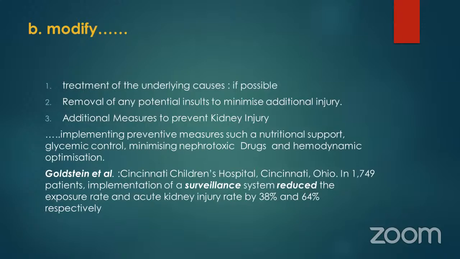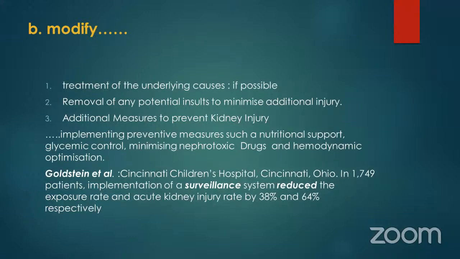Modification is the next thing: basically identify the underlying causes, and if possible, treat them. Remove any potential insults to minimize additional injuries. There are additional measures to prevent kidney injury, like basic nutritional support, glycemic control, and minimizing nephrotoxic drugs.